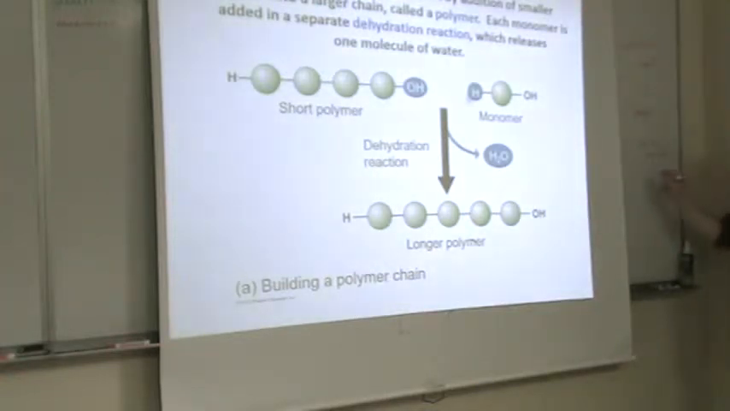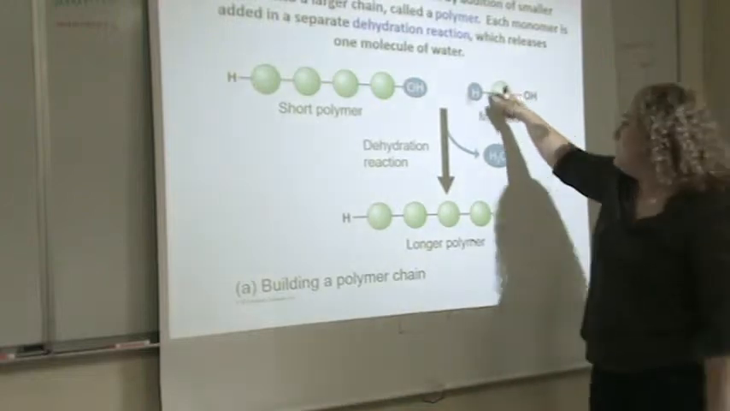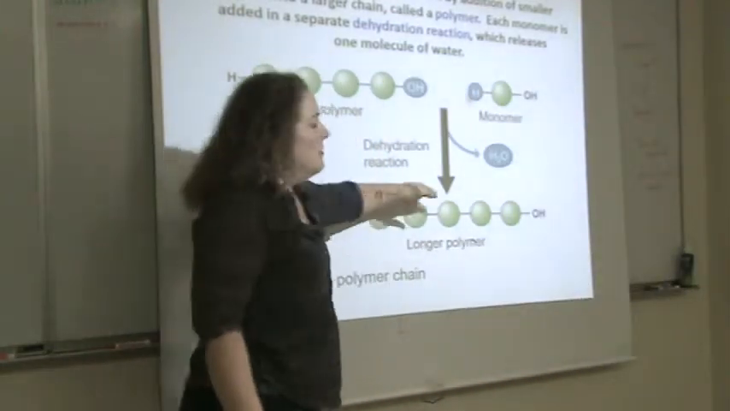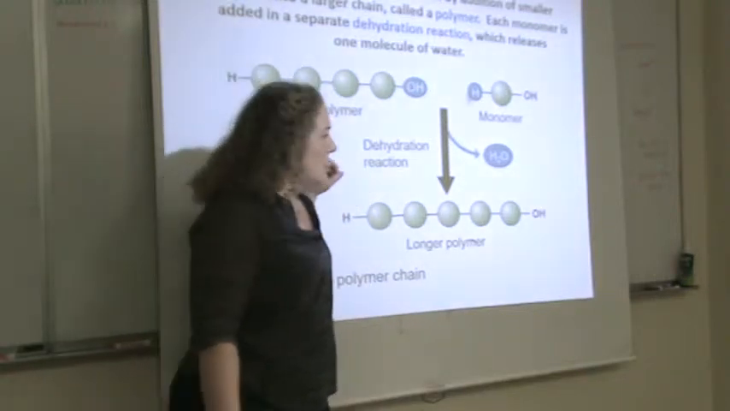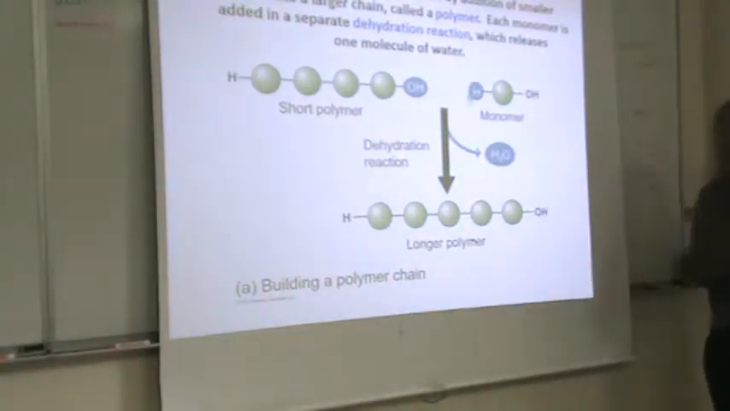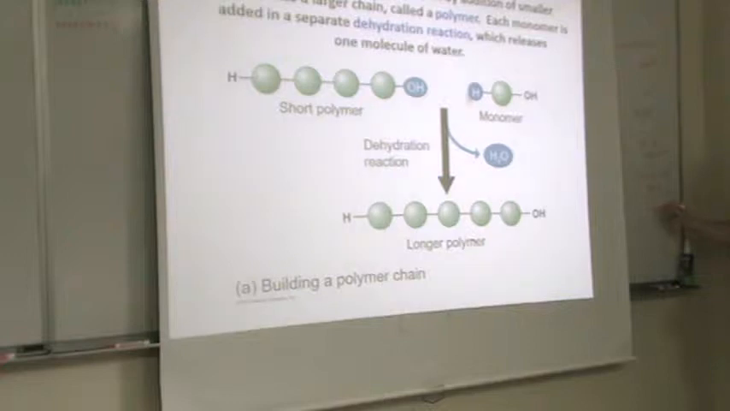Or if we're going to build new DNA, we're going to take bases, ATGCs, and join them together into a longer chain, a polymer. Or when we are building glycogen, we would be doing that process.